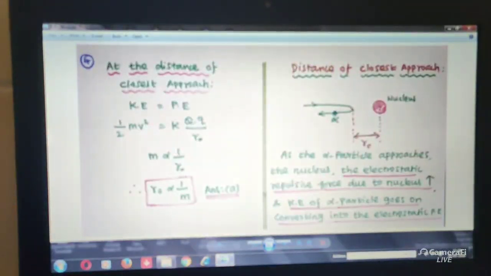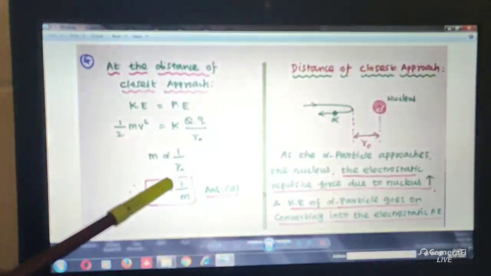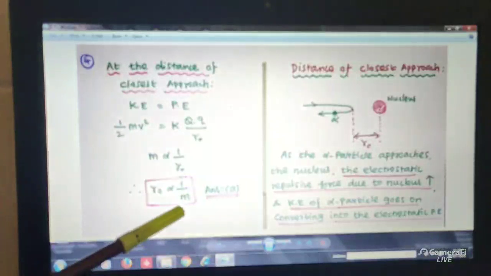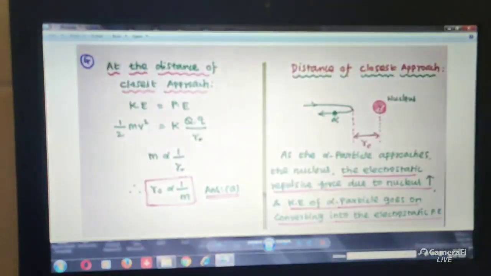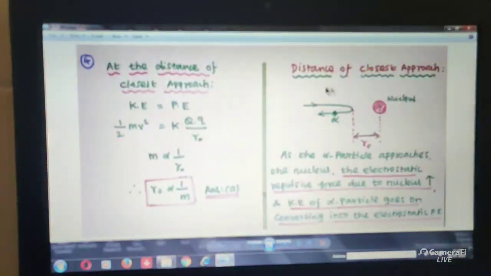Let's take that. Now if you observe, there is a relationship between the closest approach distance and the mass, so we can write that r naught is inversely proportional to m. So this is the answer. If you observe option A, that is 1 by m, it is correct, that is r naught is inversely proportional to m. Okay, right. So please remember the distance of closest approach, based on that we derived.